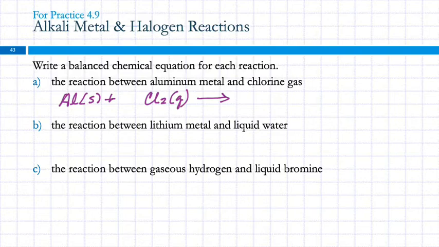So we're going to think about what ions these form. What's the charge on an aluminum ion? +3. We know that because it's in group 3A. And the charge on a chloride ion is -1, because it's one to the left of the noble gases. So from the charges, we can tell how they're going to go together. We're going to have AlCl3. We need 3 chlorines to make a neutral compound.